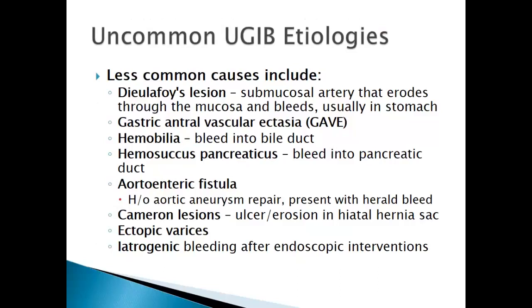And then aortoenteric fistula, these patients generally have a history of AAA repair or a severe AAA, and those will present with herald bleeding, so smaller bleeds of melena, and then one catastrophic bleed. So it's good to obviously catch those early. But again, they're very rare. We've seen one in the last 3 years.